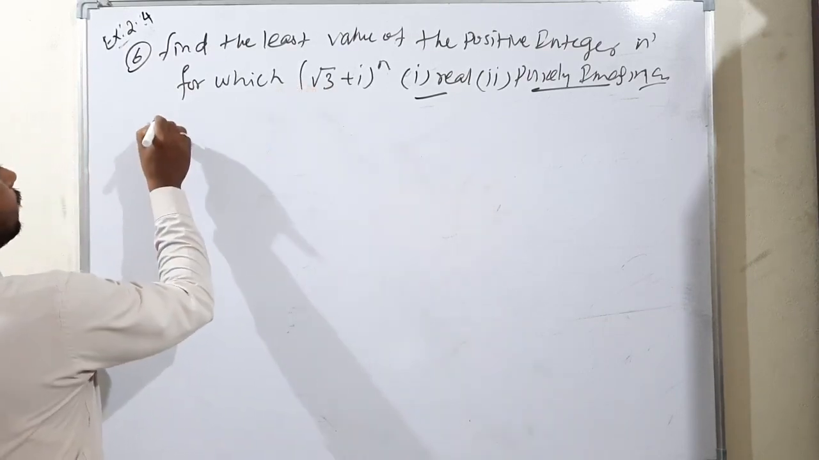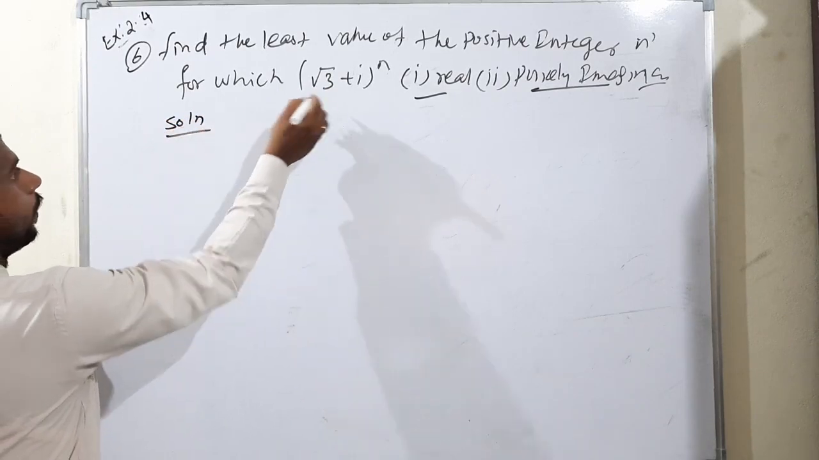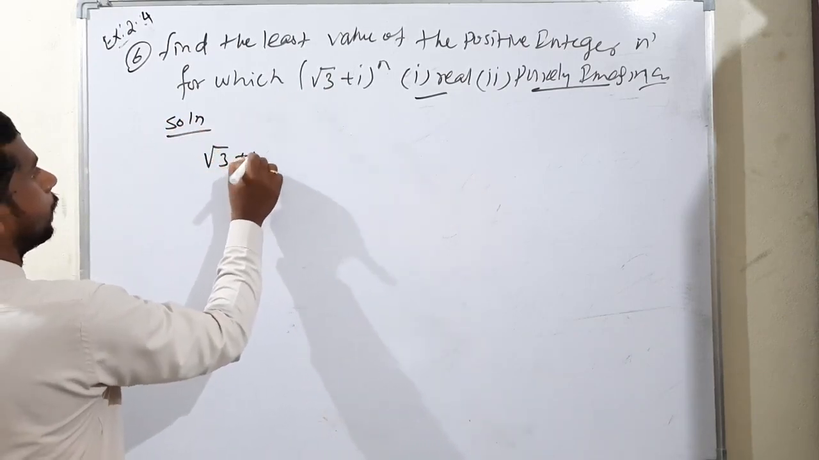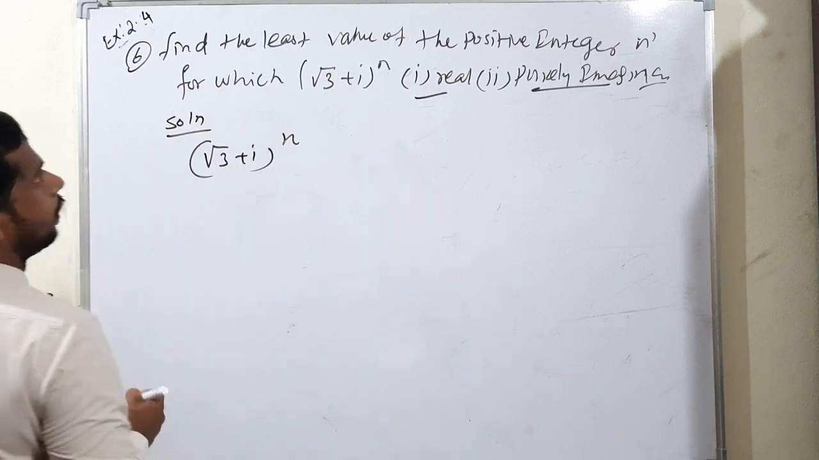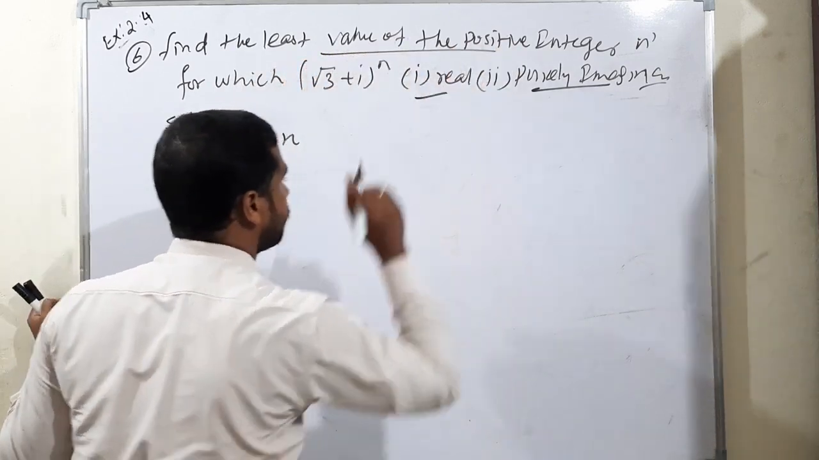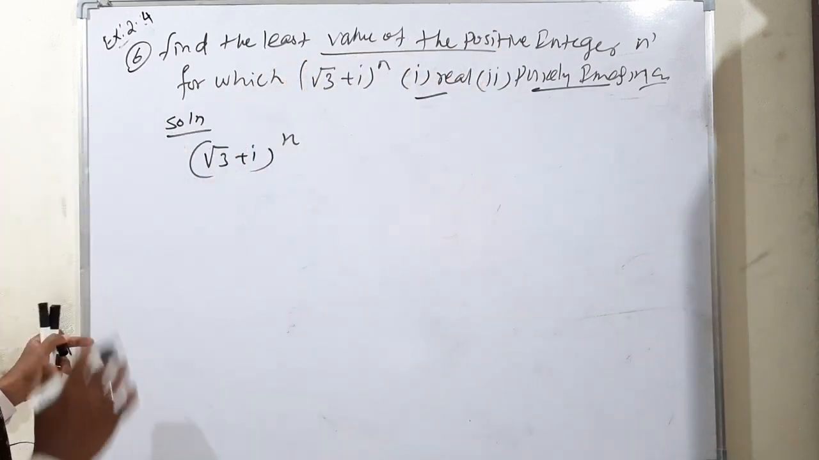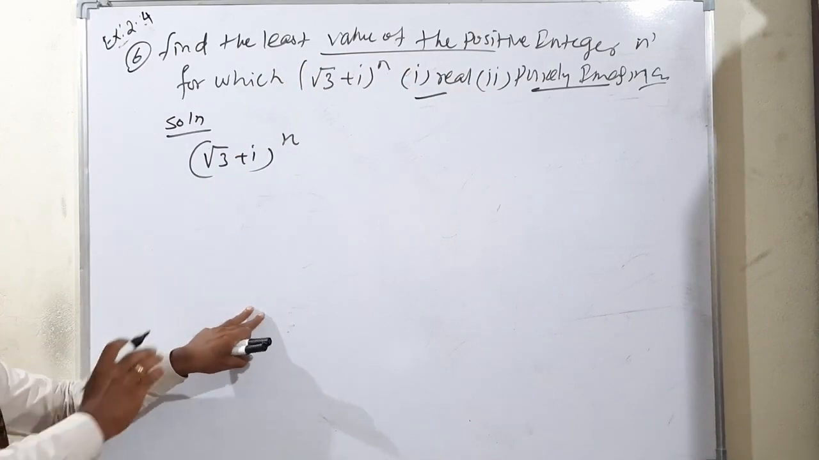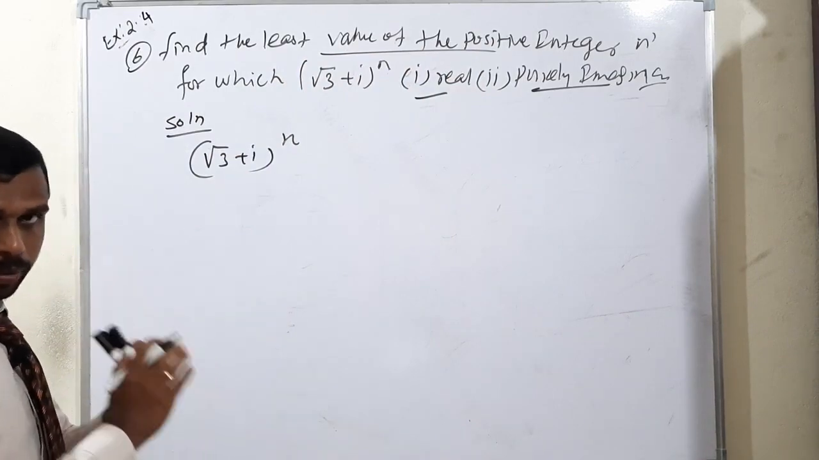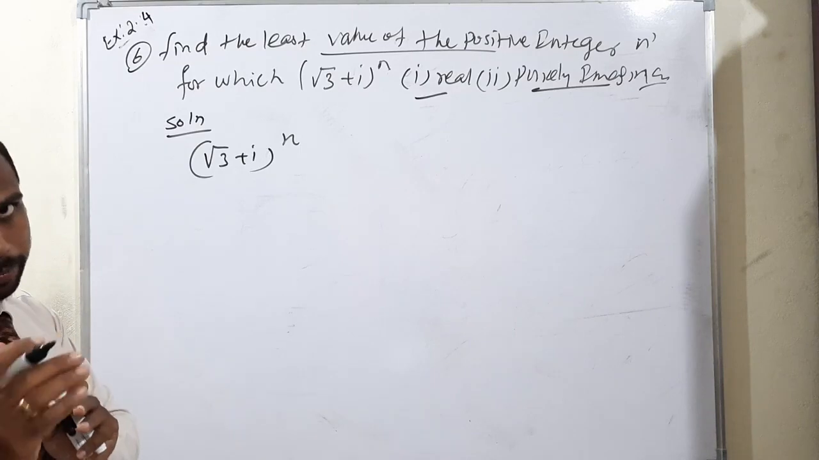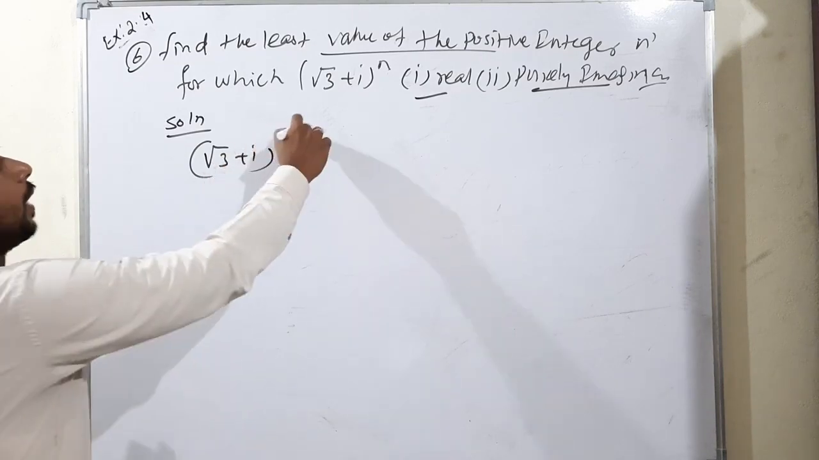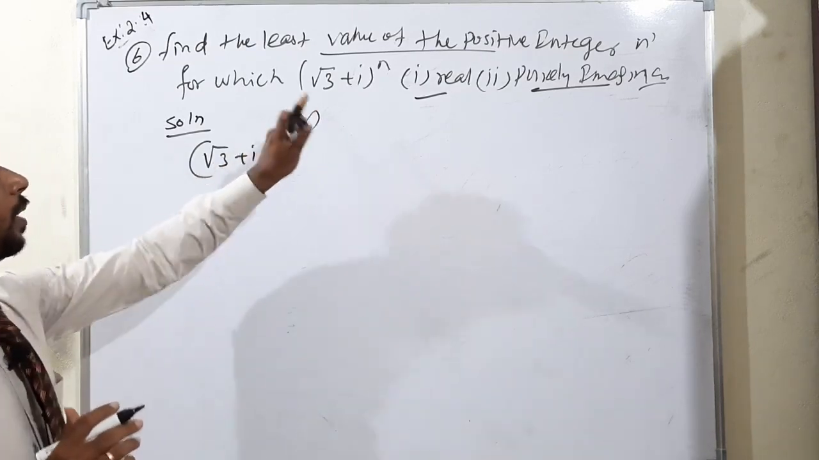Okay, I will consider the solution first. Only one condition is given, (√3 + i)^n. So we need the least positive integer value. We will get the result as only a real term. Only real term means the imaginary term will be 0. That time, what power value will come, that is our condition.